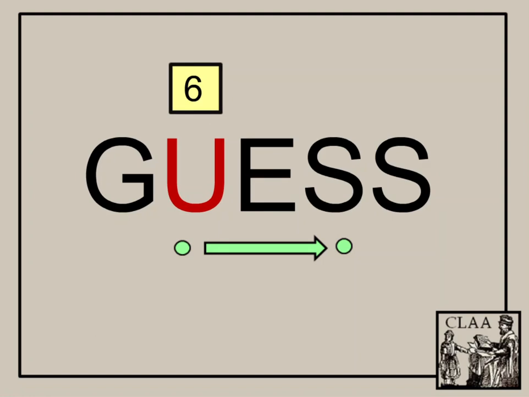Here's another word where we find the English vowel U after the letter G. Again, the vowel U will be silent. We'll read this word as if it was written G-E-S-S. Let's read the word together. Guess, guess, guess.